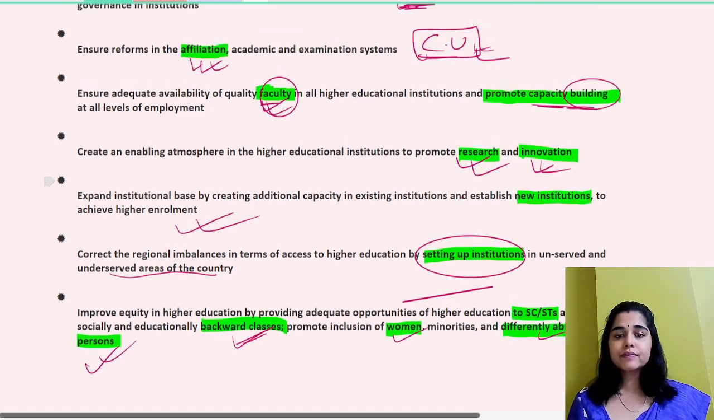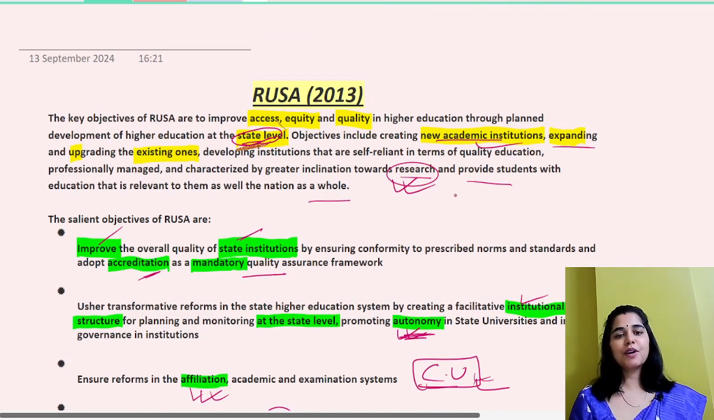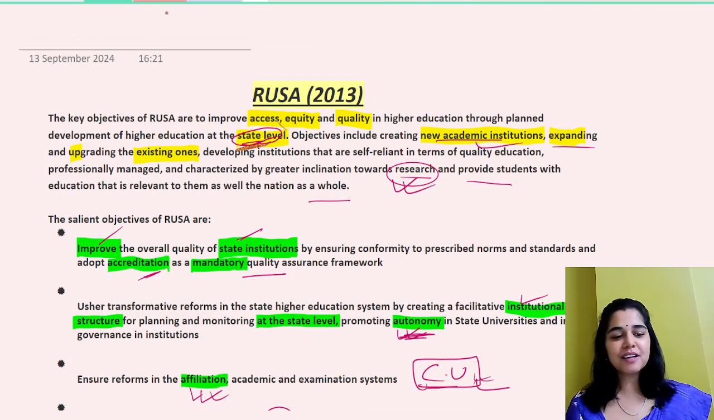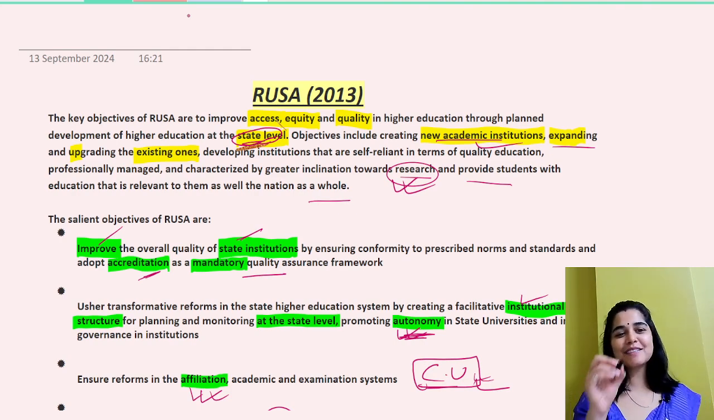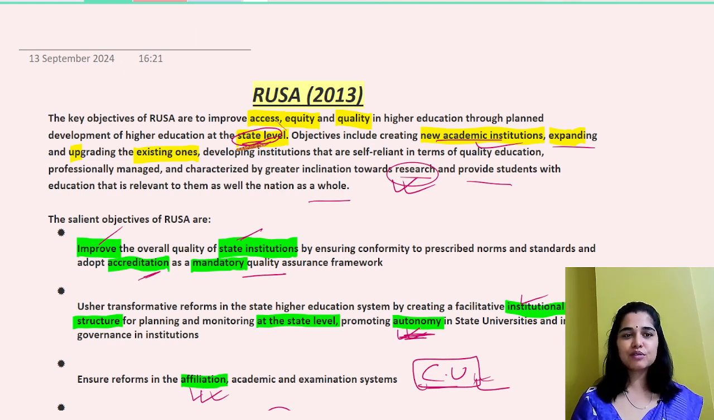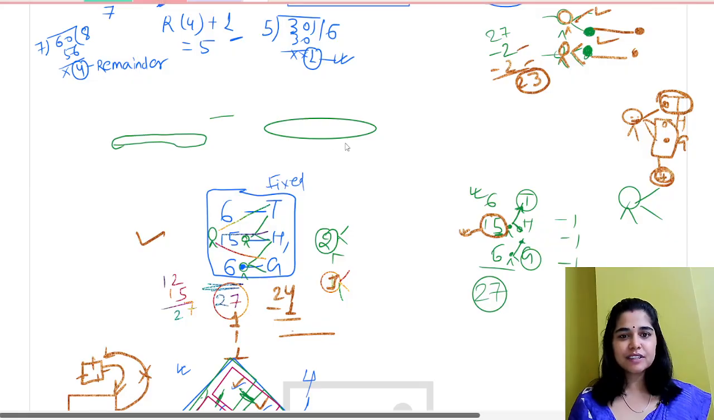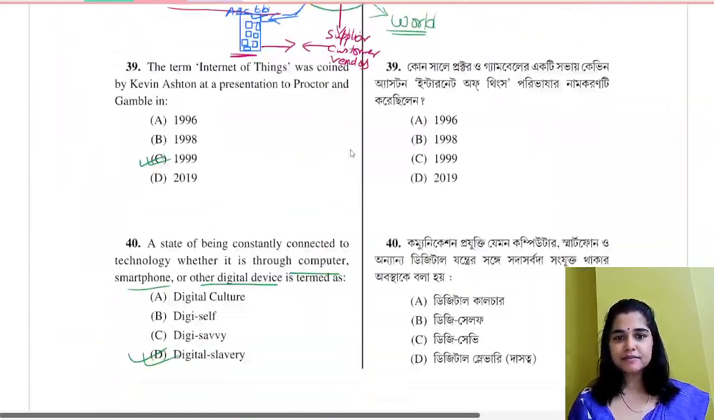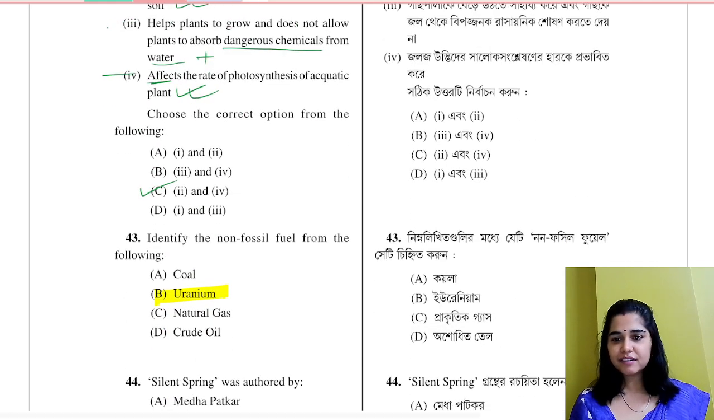These are the objectives of RUSA. The full form of RUSA is Rashtriya Uchchatar Shiksha Abhiyan, which came in 2013. So we did all the questions of WB SET and we have ended.